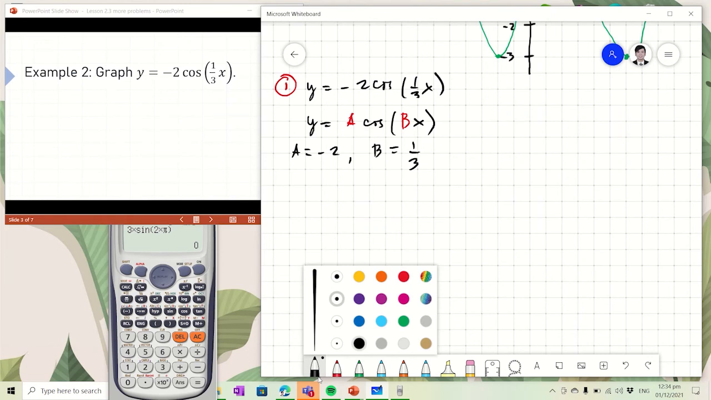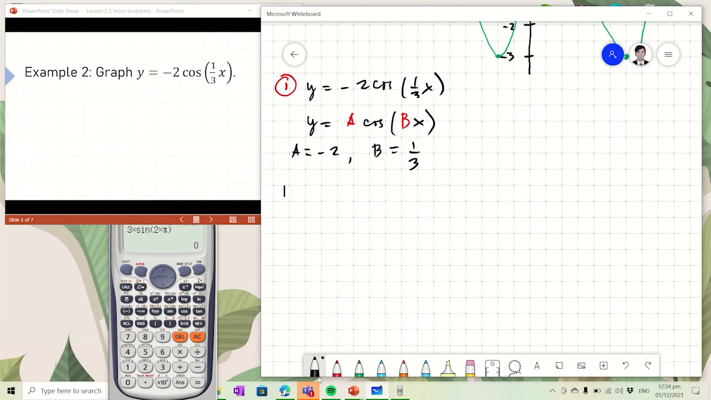So, if you have your A and B, you can already figure out the amplitude and the period. Amplitude is just the absolute value of A. So, absolute of -2 is a 2, while the period is 2 pi over B, where B is 1/3. So, we change division to multiplication, and then reciprocal of 1/3 is 3. So, that means it's 6 pi.